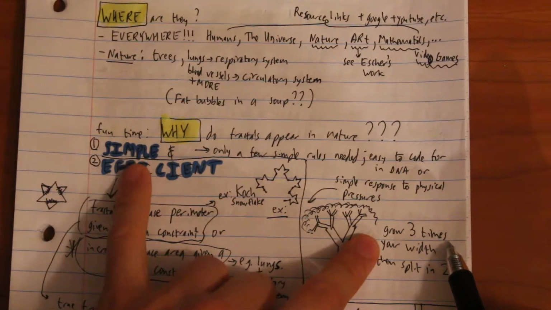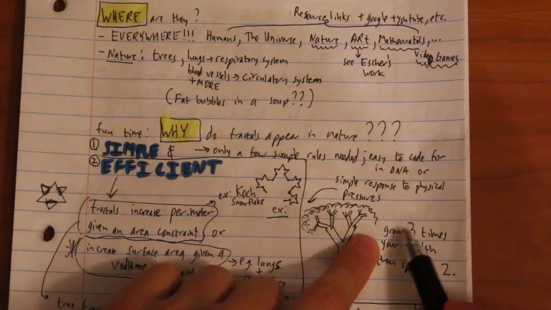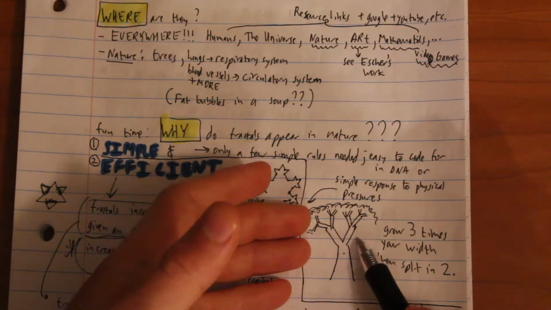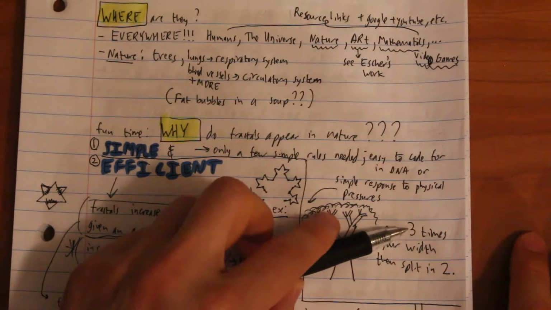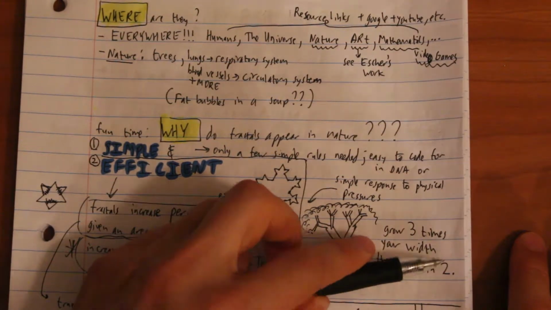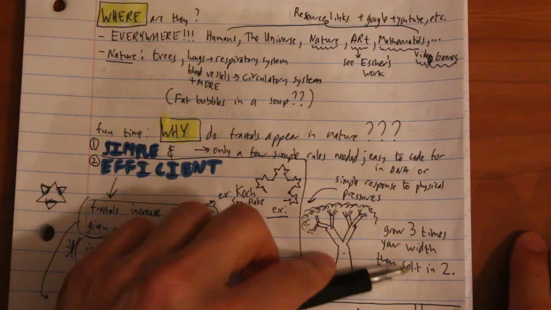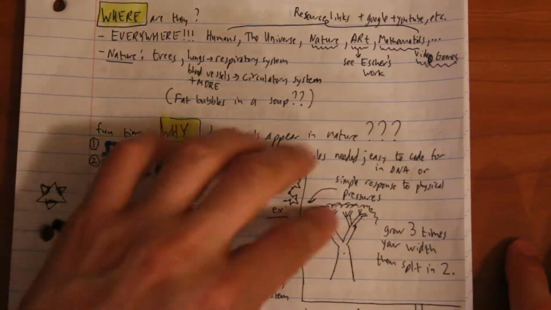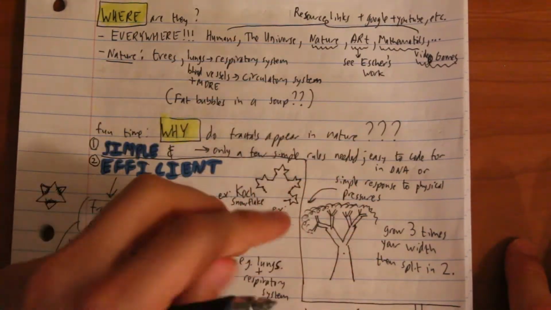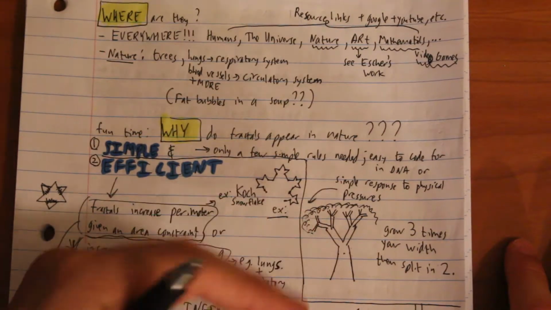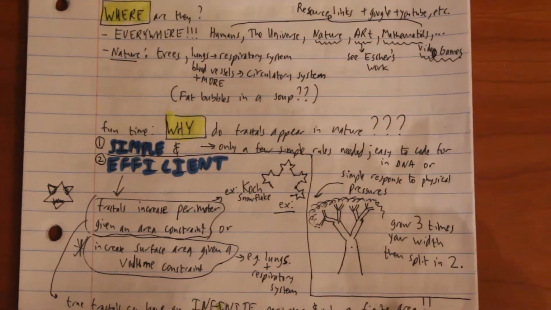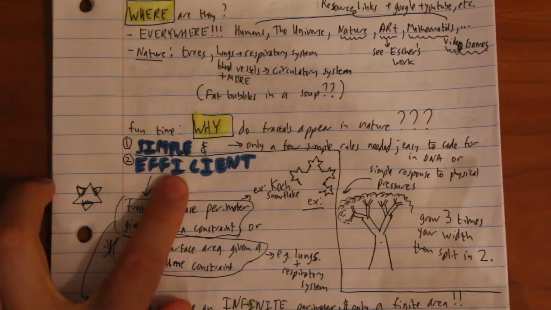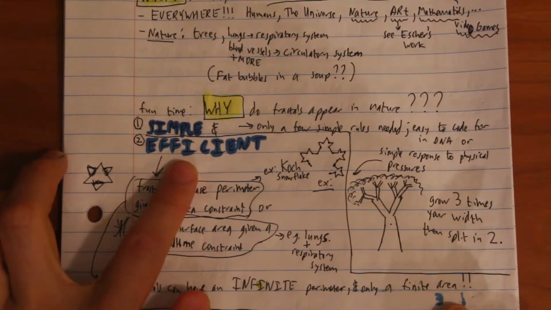Not all fractals, but for this complicated looking thing, all you have to do is specify basically 2 parameters. Grow 3 times your width and then split into 2. Maybe an angle, like 45 degrees, so there's maybe a little more. But the point is, this is an infinitely intricate thing, and it only takes a handful of numbers to generate this. All right. Efficient.